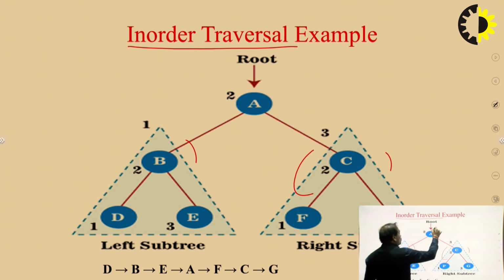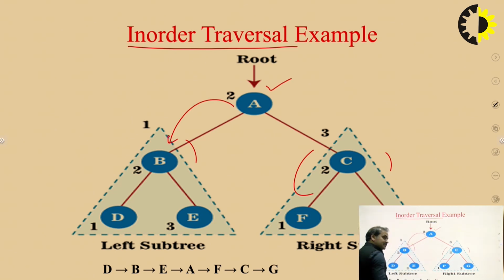Now A is the root. Find out what the left subtree of A is, and that is B. But B is also the root for the children D and E. So we move on to the left subtree, and the left child is D. This is the left subtree of B, and D has no left or right child. So we first process D. We write here D.